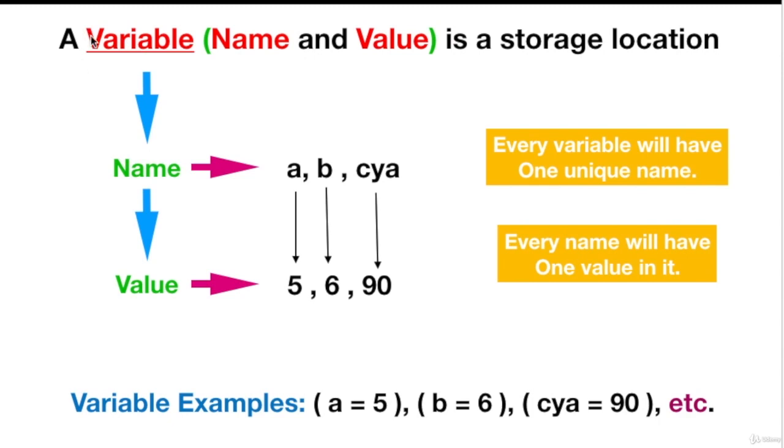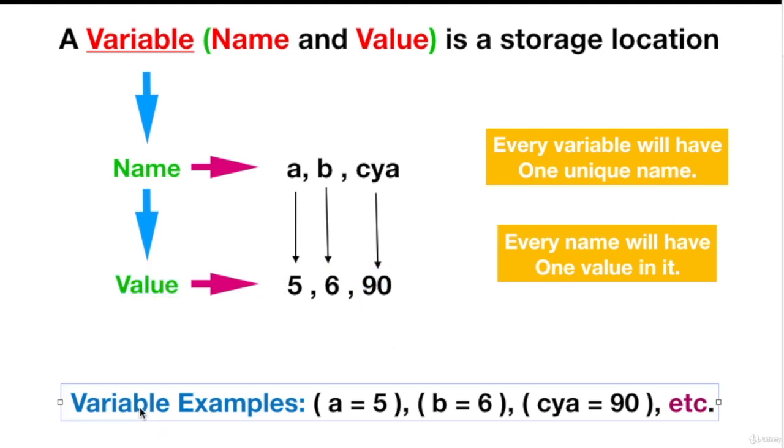As I said, in a variable we have a name, and inside the name we have a value. The name can be anything. For example, there is one variable, the name of the variable is a, and the value is 5. It's very simple, nothing complicated. Again, there's one variable, the name of the variable is b, and the value of b is 6. Again, there's another variable, the name of the variable is CYA, and the value of CYA is 90. It's very easy to understand.